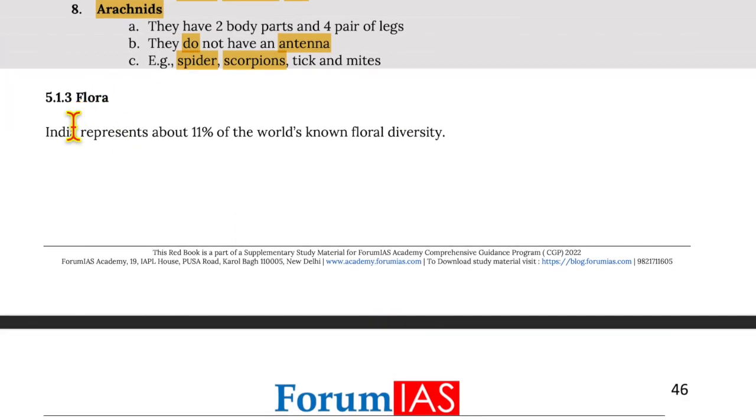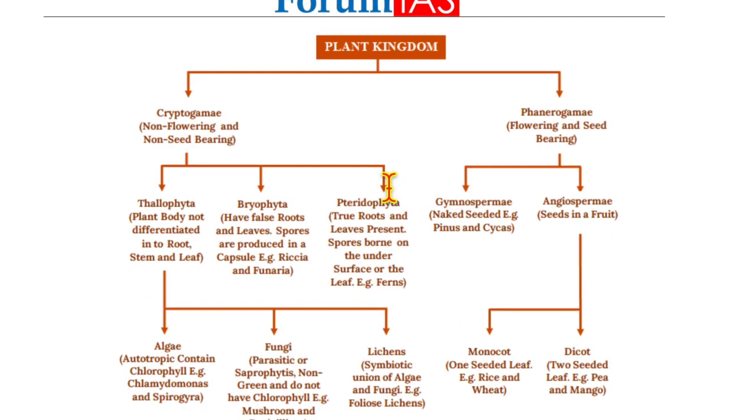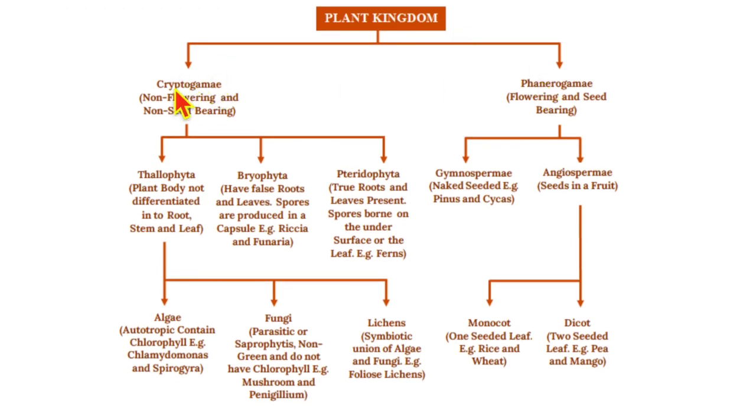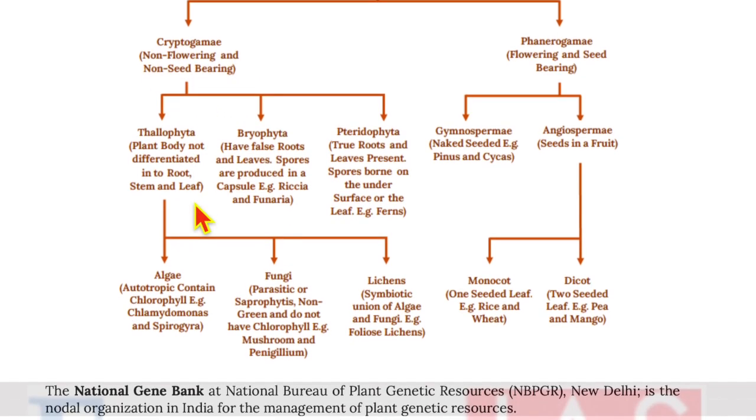Now, moving on to floral diversity, India represents about 11% of the world's known floral diversity. The plant kingdom is basically divided into 2 branches, that is phanerogamy and cryptogamy. Phanerogamy is those plants which have flowering and seed bearing capacity, and cryptogamy will be those plants that do not have flowering and seed bearing capacities. Now, cryptogamy will have 3 different types, that is thallophyta, bryophyta, and pteridophyta.